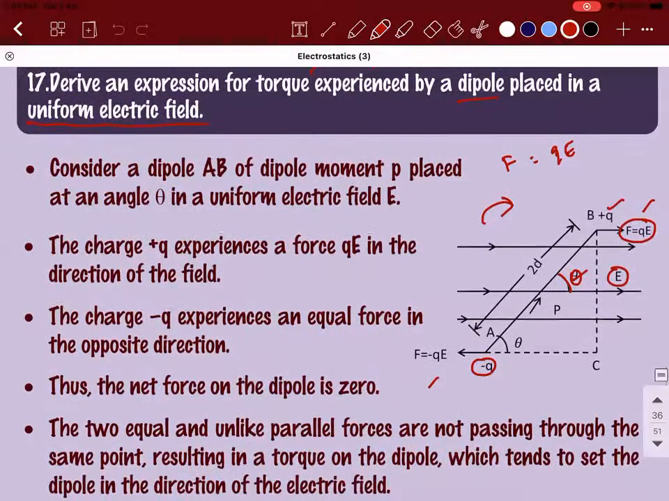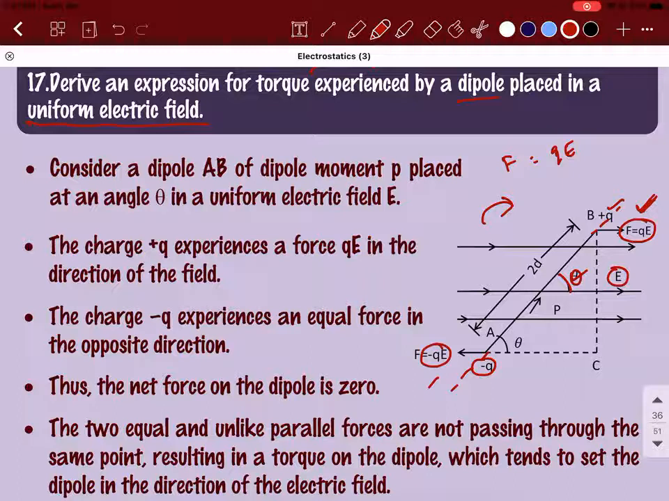So how to proceed with it? Let's see. If this force is QE, do you remember the concept that we discussed yesterday? You already have an electric dipole and you place it in an external electric field, and that electric dipole is making an angle theta with respect to the axis of the electric field. Now, what will happen to the charge Q? It will start experiencing a force QE. Then what will happen to the charge minus Q? It will also experience a force QE, but in the opposite direction.